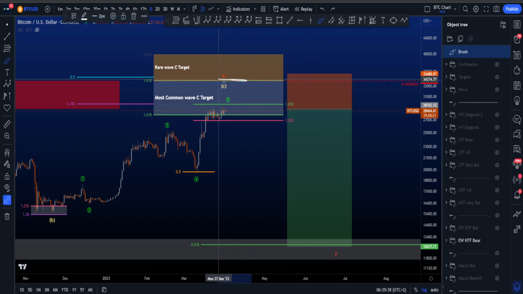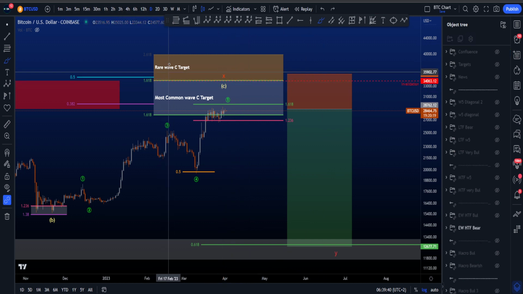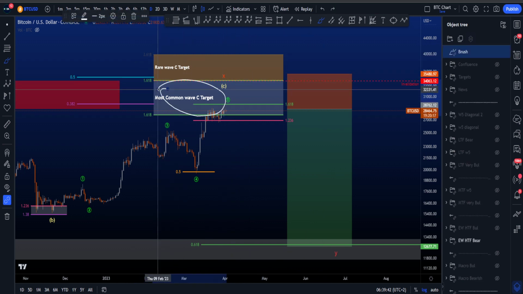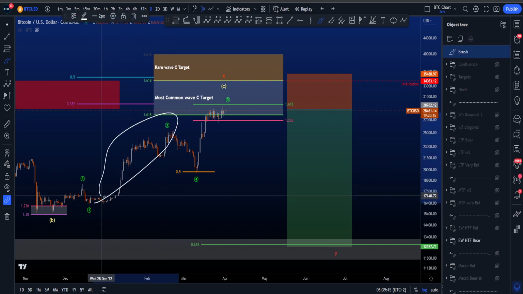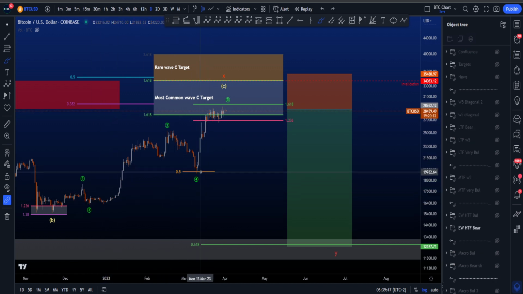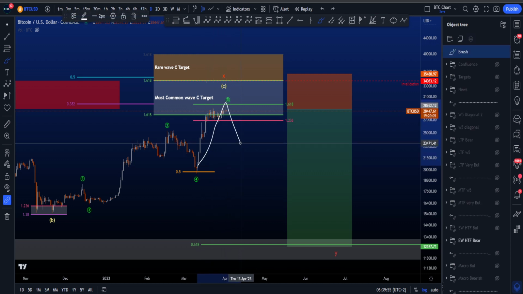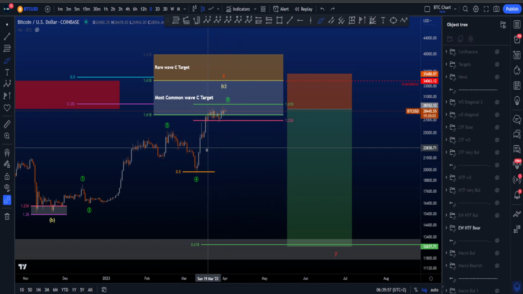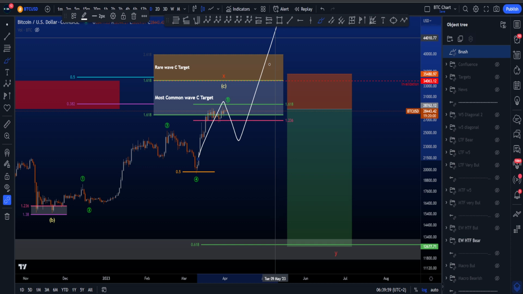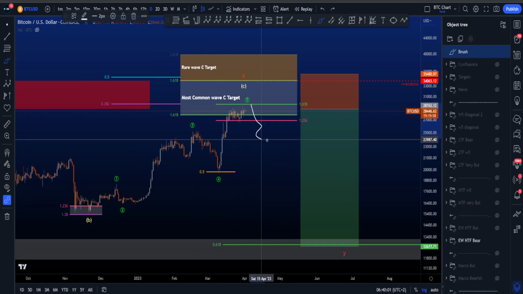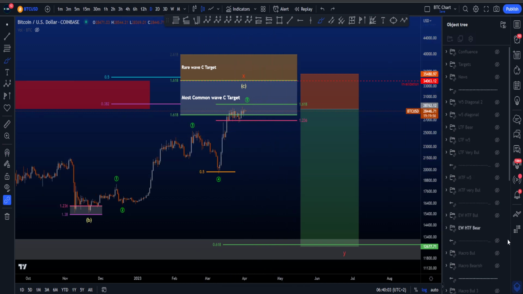The reason the stop loss is over here, basically on the edge of the rare wave C target with the most common wave C target, is because wave 3 is already extended and therefore you don't expect wave 5 to be extended as well. If wave 5 is going to reach this high right now, then I don't think this is a wave 5. This might be maybe a wave 1, for example, or a 1, 2 and then 3, but in this scenario we expect a little bit of a deeper retracement to the downside first.